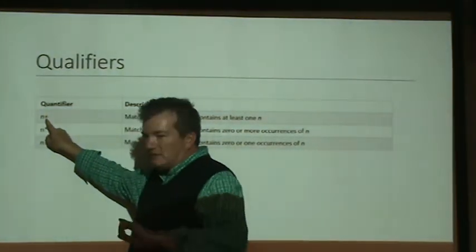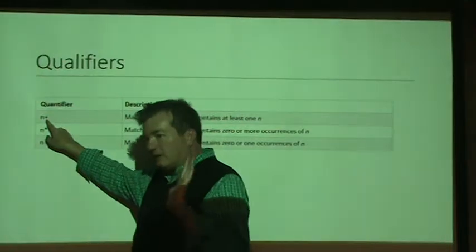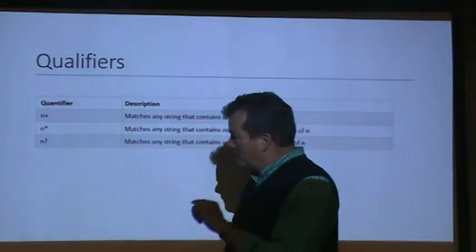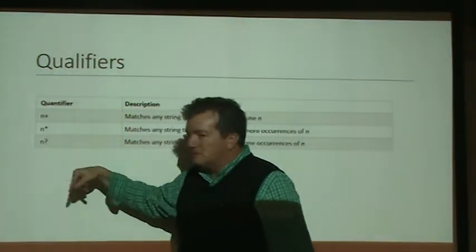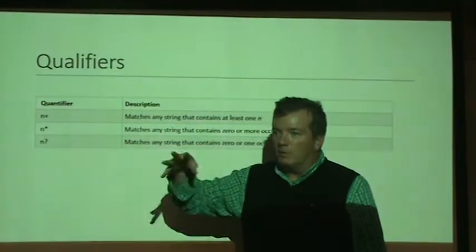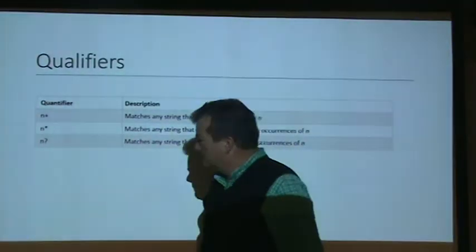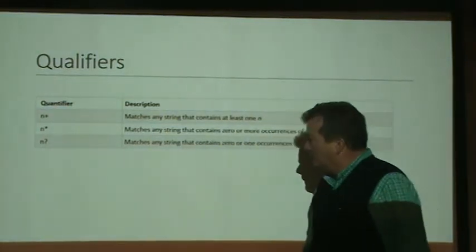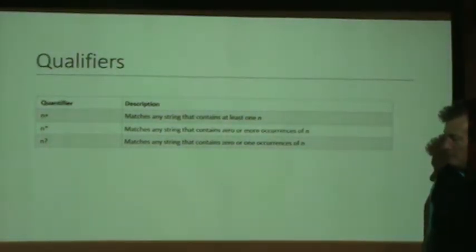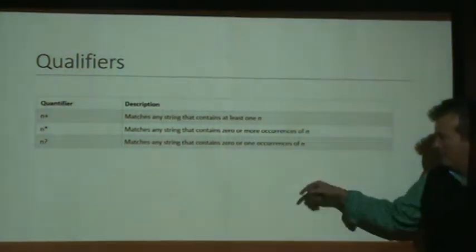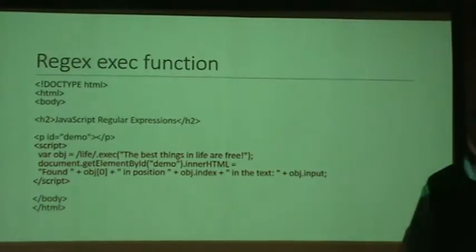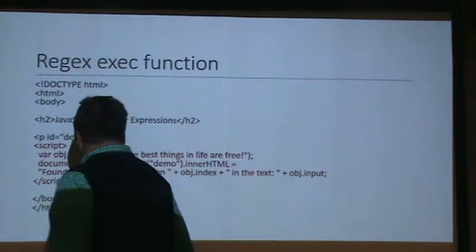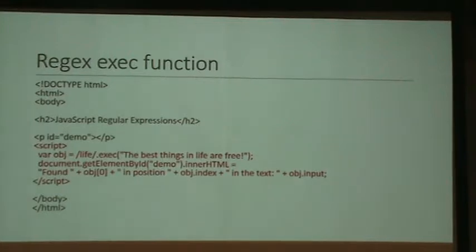N plus means I want to see at least one N, but it could be more than one N, but it's got to be a minimum of one. And star means I want to see 0 or more N's. Could be 0. And question mark matches any string that contains 0 or 1 occurrence of N. No more than 1. Okay, so regular expressions, right? We have it now. You can cut and paste this and run it in a browser to test it out.